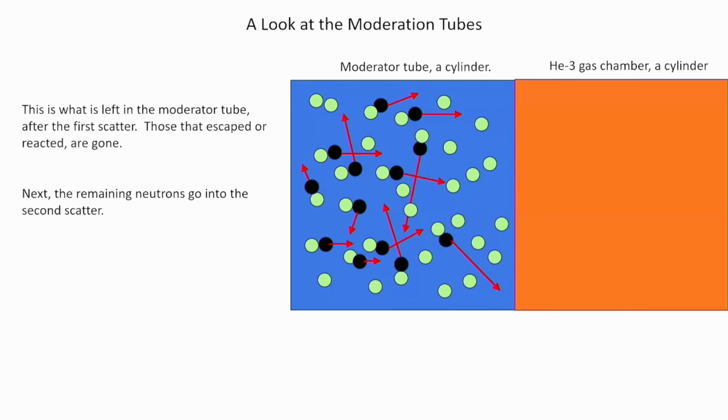I don't have a whole lot left. Okay, what is left? And this is just after one scatter. Now, those that have escaped the moderator tube, they're gone. They're not going to be detected.